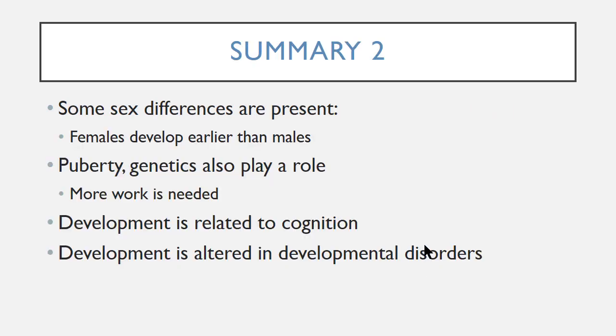So summary of that part. There do appear to be some sex differences, with females developing earlier than males, although I think a lot more work is needed to really investigate that and pull it apart. Puberty and genetics seem to also play a role, although there's not a lot of information here yet, and there's room for more study. Development is related to cognition, and it's also altered in developmental disorders.